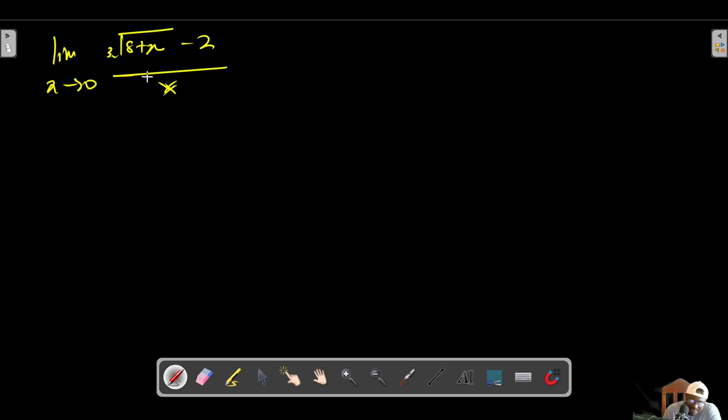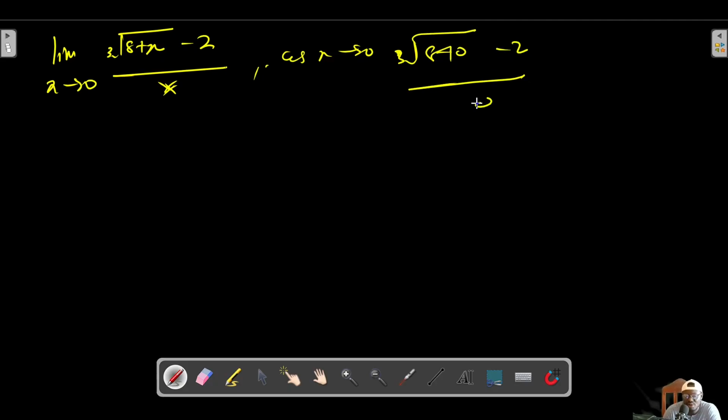Now, let's just say you have the limit as x approaches 0 of the cube root of the expression 8 plus x, minus 2, all on x. Here first, I'll use the second method I taught you, but let's check whether it's an indeterminate. So as x is approaching 0, what do we get? The cube root of 8 plus 0, minus 2, on 0. Cube root of 8 is 2, 2 minus 2 is 0, 0 over 0. So this is clearly an indeterminate.